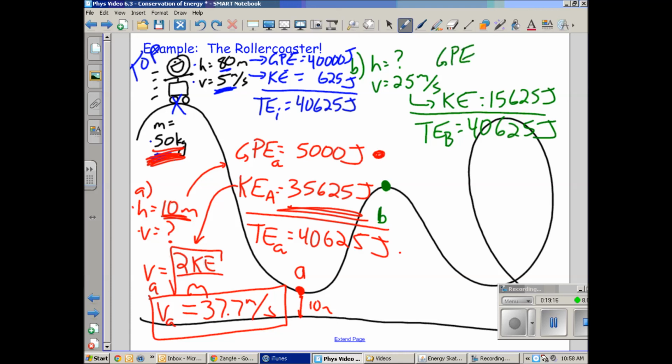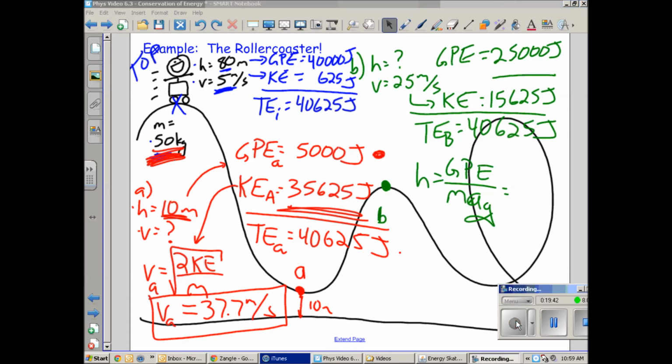Because these have to add up. So it's what number plus 15,625 equals 40,625. So it's got to be 25,000 joules. And now that I know the GPE, I can find the height. So I know my GPE is 25,000. I know the mass is 50. I know the acceleration of gravity is 10. So it gives you 50 meters. Okay, and that's how you solve those problems.